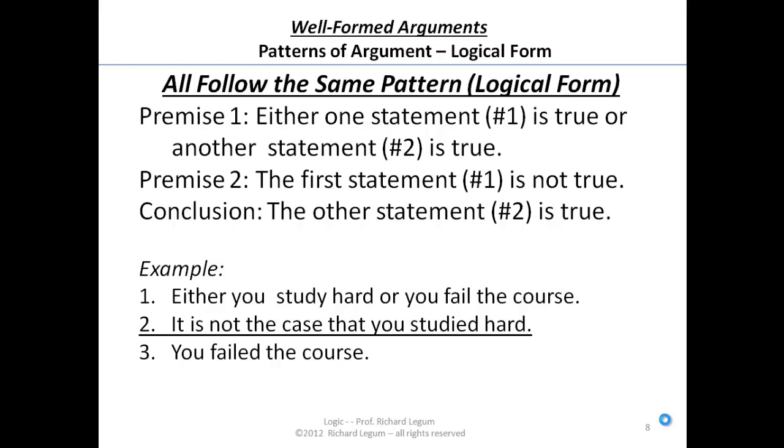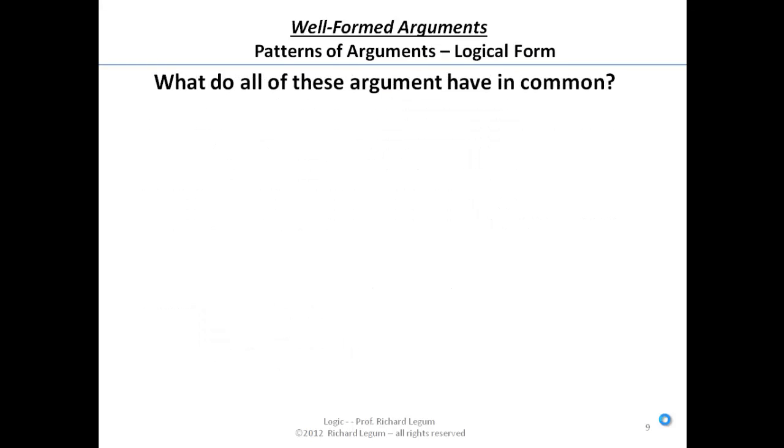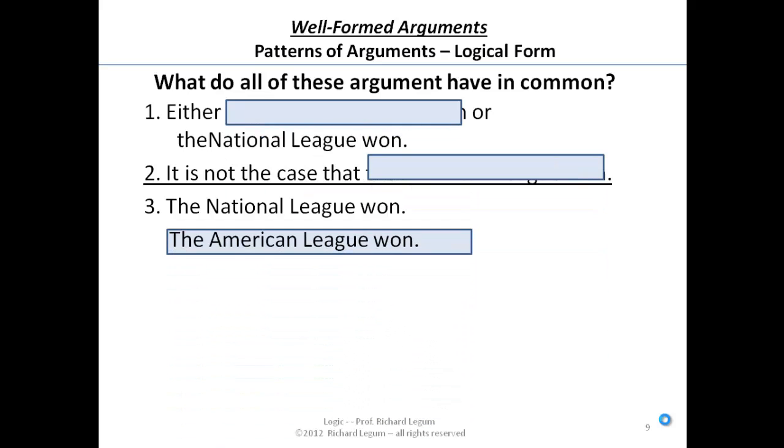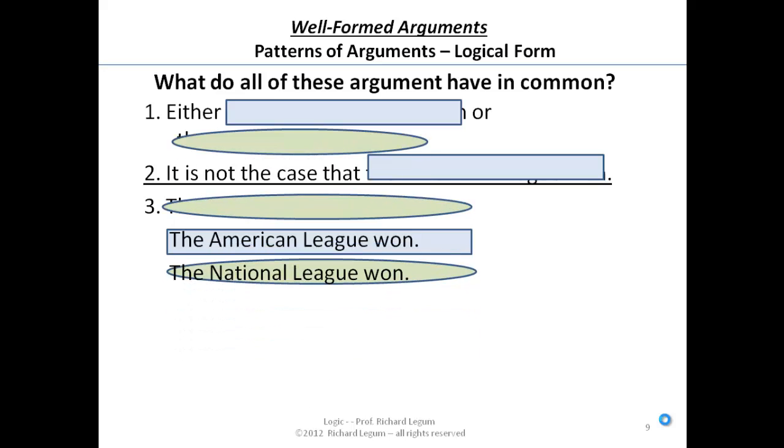And now let's just take this a little bit further. What do all these arguments have in common? Well, let's take a look at the first one. If we replace the American League one with a rectangle, and the National League one with an ellipse: either the rectangle or the ellipse. It's not the case that the rectangle, therefore, the ellipse is true.